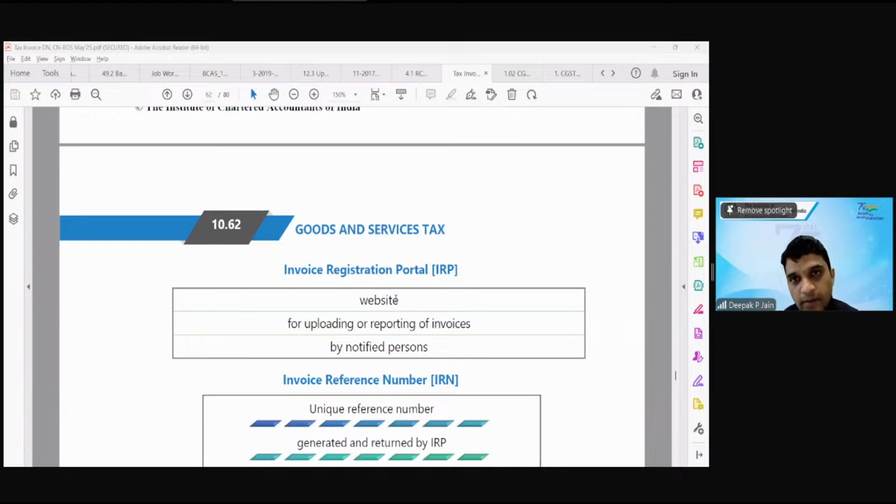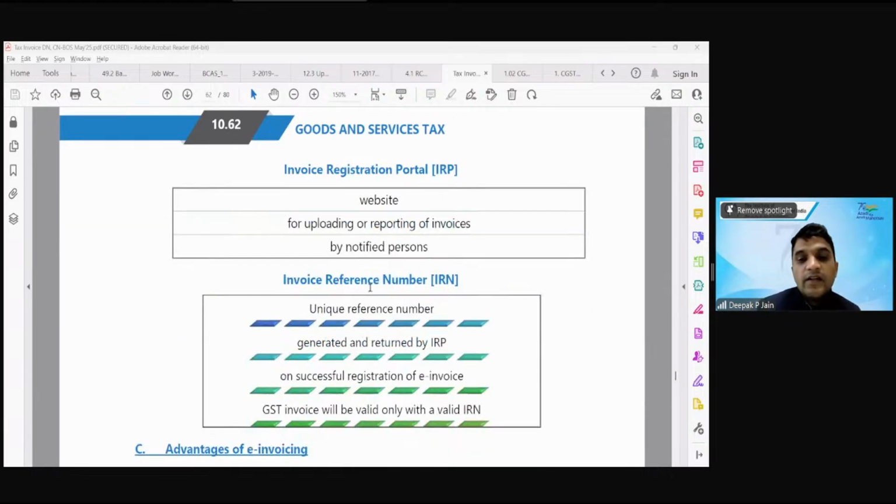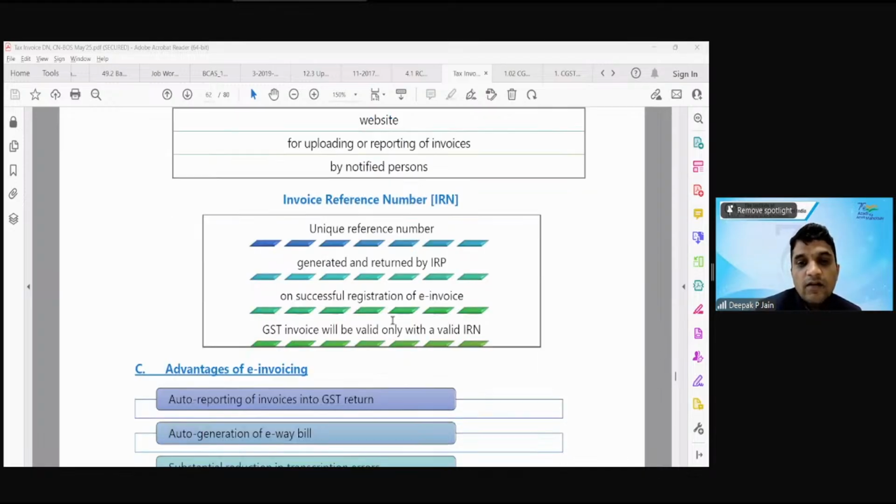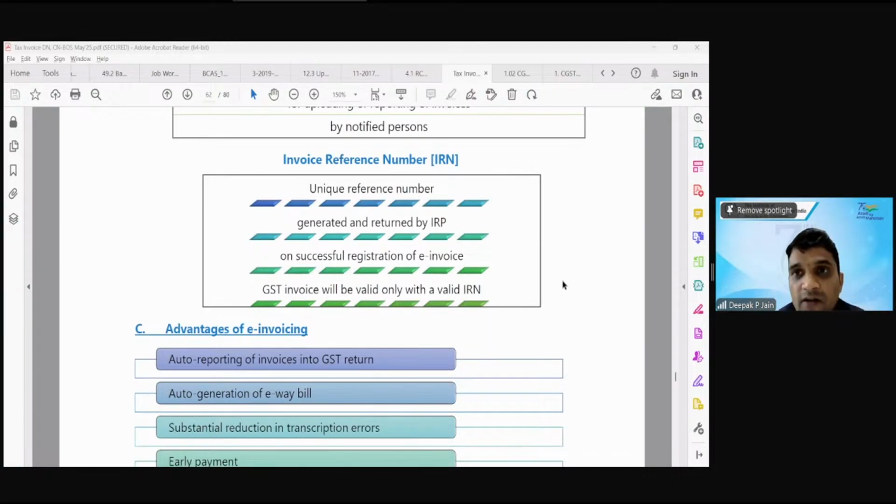The e-invoice portal is a separate portal called the IRP portal. You have to upload the details by a notified person. Then the invoice reference number gets generated, and then this GST invoice will be valid only with a valid IRN, which means if you are under that limit where e-invoice is mandatory, there you have to raise an e-invoice, otherwise your normal invoice will be treated as not raised at all.